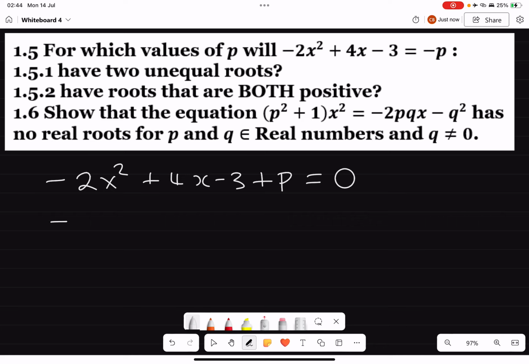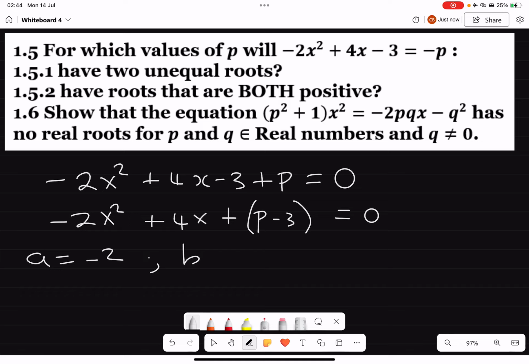Hence, we have negative 2x squared plus 4x plus (p minus 3). I'll just put it in brackets to show that it's c. Now, we have to write our values of a, b, and c. All right. So we can see that the value of a is basically negative 2, and the value of b is 4, and the value of c is p minus 3.